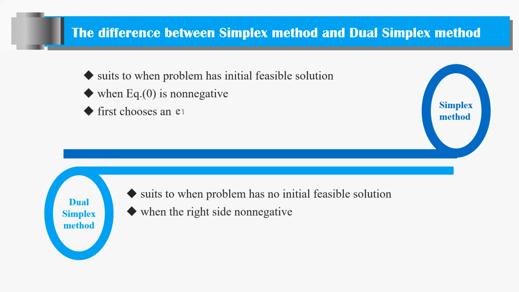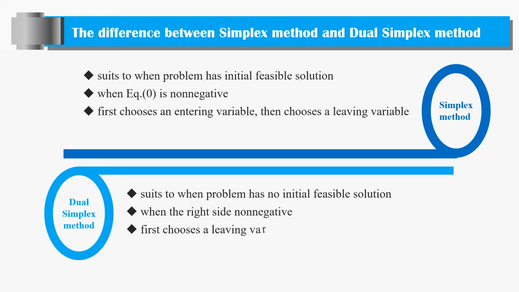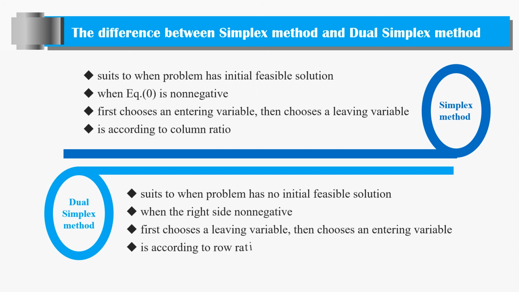Third, the simplex method first chooses an entering basic variable, then chooses a leaving basic variable, whereas dual simplex method first chooses a leaving basic variable, then chooses an entering basic variable. Last, in the minimum ratio test, the simplex method is according to the column ratio, and the dual simplex method is according to the row ratio.